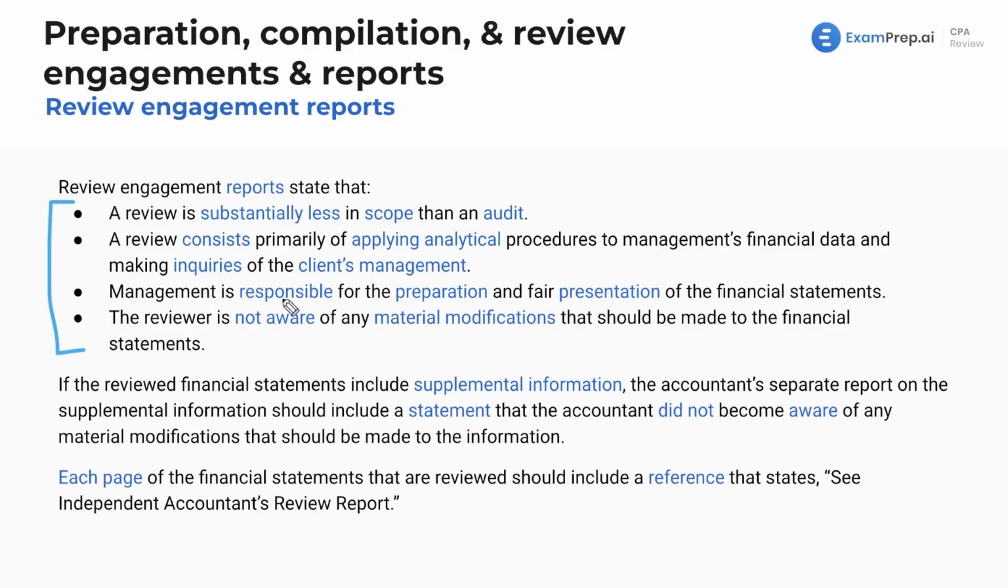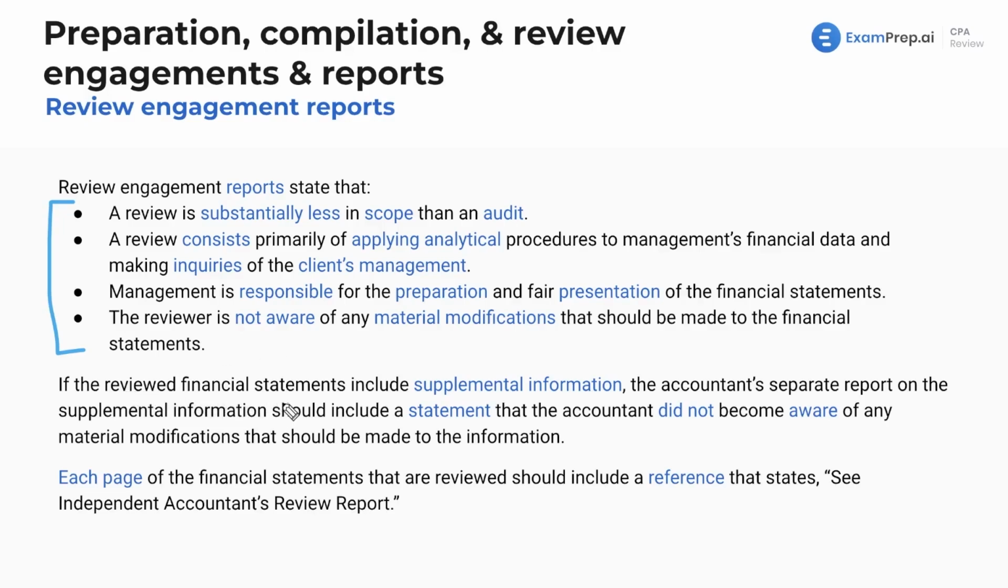You want to state that management's responsible for the preparation and fair presentation of financial statements. See that in an audit as well. And lastly, you state that the reviewer is not aware of any material modifications that should be made to the financial statements. Again, these are items that are going to be in the actual review engagement report.